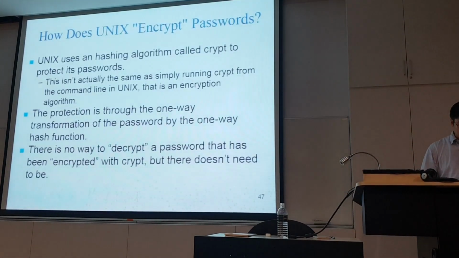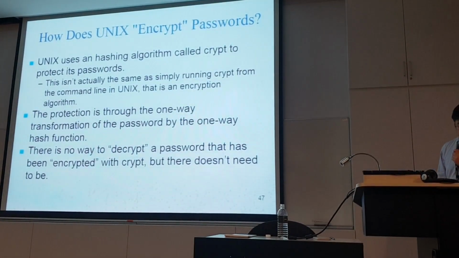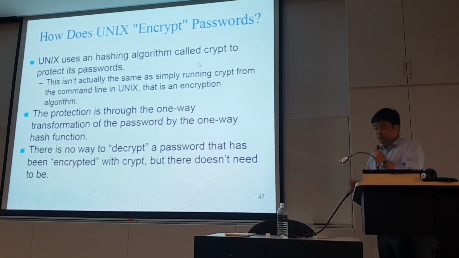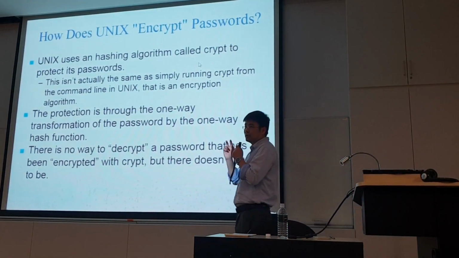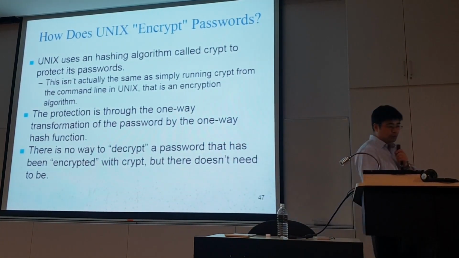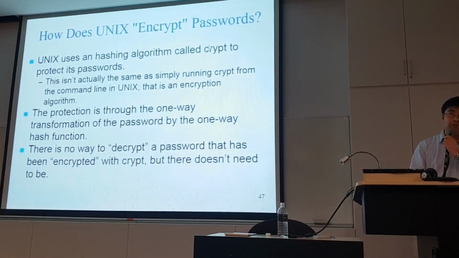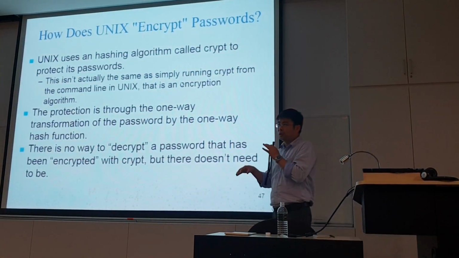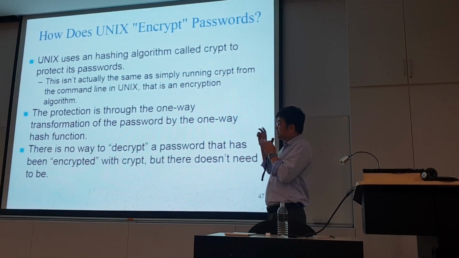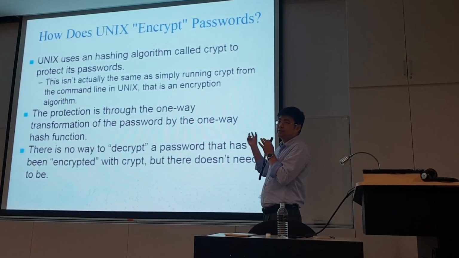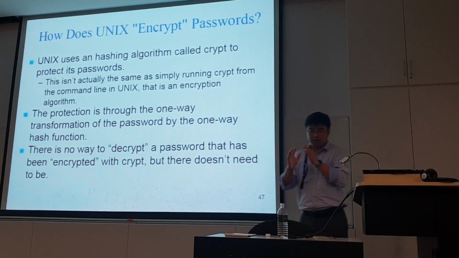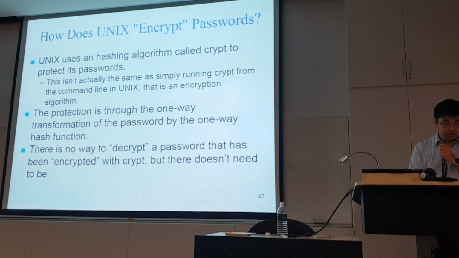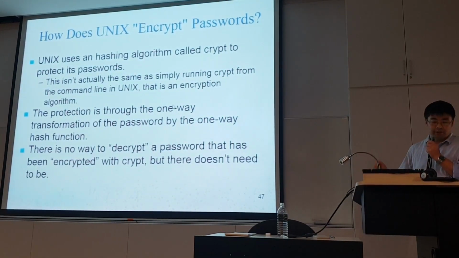Okay. So basically, the Unix system uses a function called crypt to do the hash. In Unix, there are two crypt functions, so you don't confuse these two functions. One is the utility function to do real encryption. If you run crypt in the Unix terminal, actually you are doing encryption. There is another crypt function, which is the hash function. So don't mix these two. One is for encryption, one is for hashing. We are interested in the second one, which is for hashing.